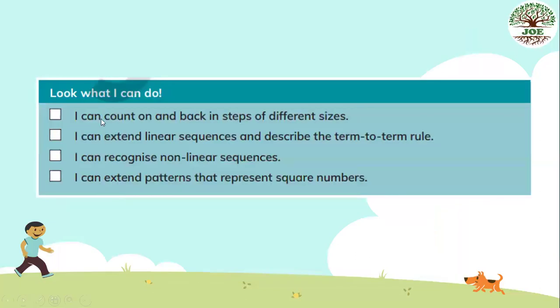Okay, look what I can do. I can count on and back in steps of different sizes. Count on, add n, subtract in steps of different sizes. Yes, we can. I can extend linear sequences and describe term to term. Yes, we can. And I can recognize nonlinear sequences, yes. I can extend patterns that represent square numbers. Yes, the last one. Okay, this is what we can do from what we have learned.